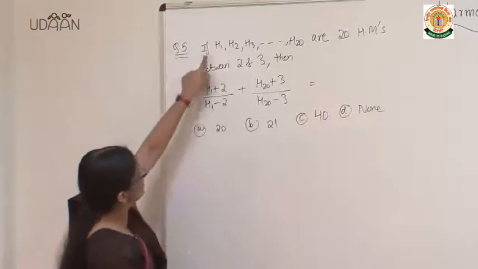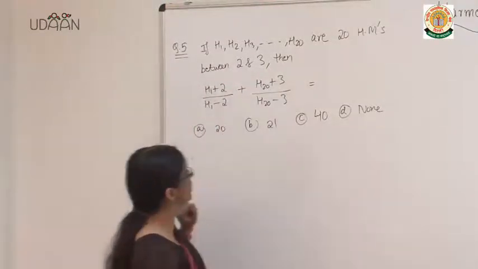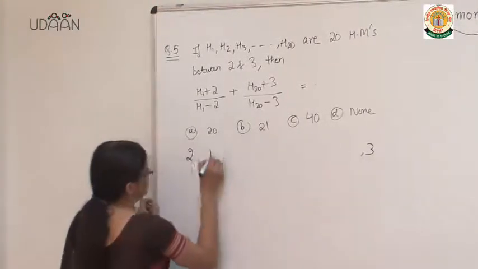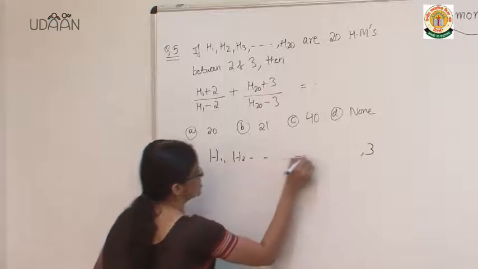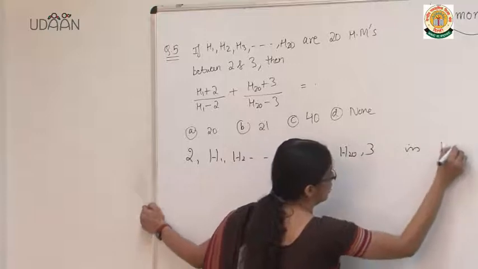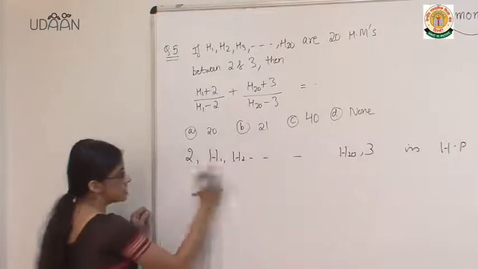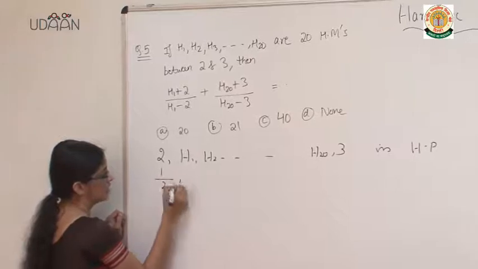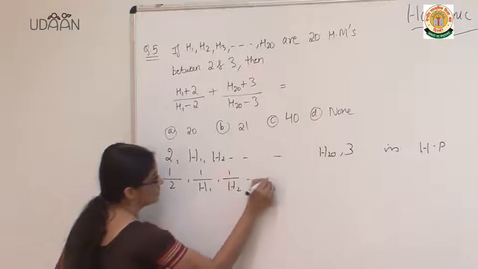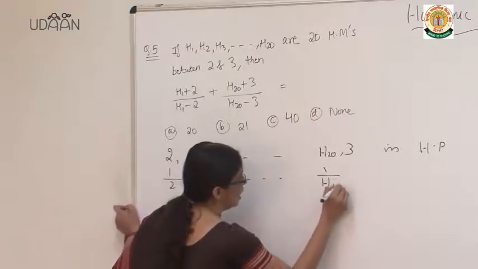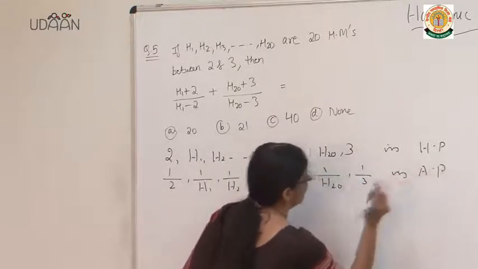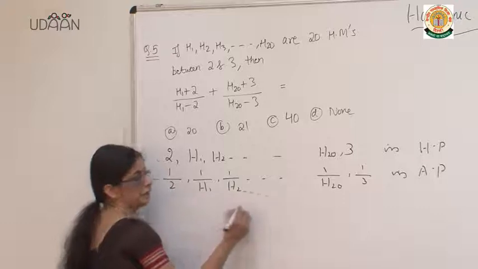Fifth question. H1, H2, etc. H20 are 20 harmonic means between 2 and 3. Between 2 and 3, harmonic means H1, H2, etc. H20. So these terms are in harmonic progression. That means their reciprocals 1 by 2, 1 by H1, 1 by H2, etc. 1 by H20 and 1 by 3 are in arithmetic progression. Let us find the common difference of this arithmetic progression.